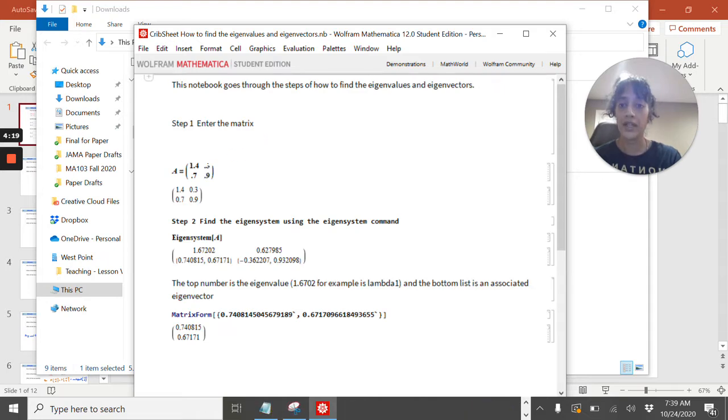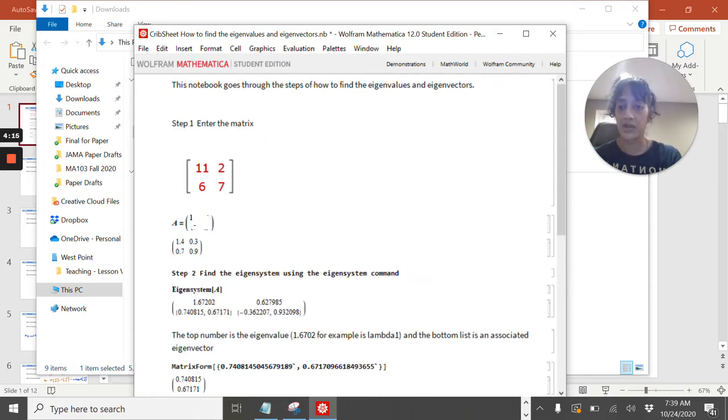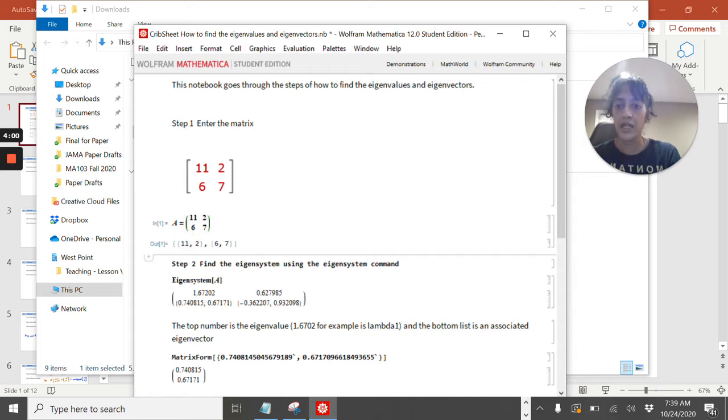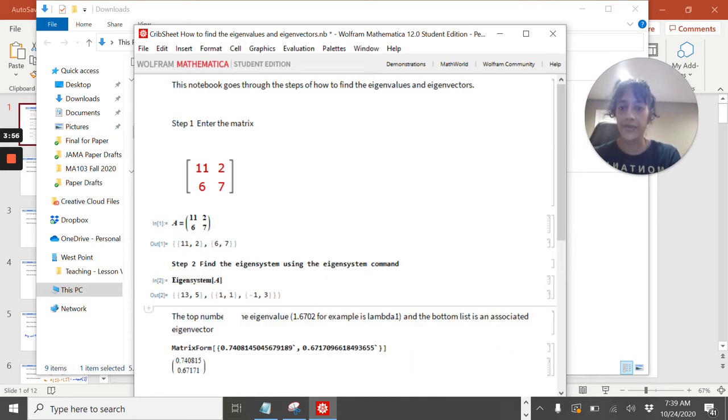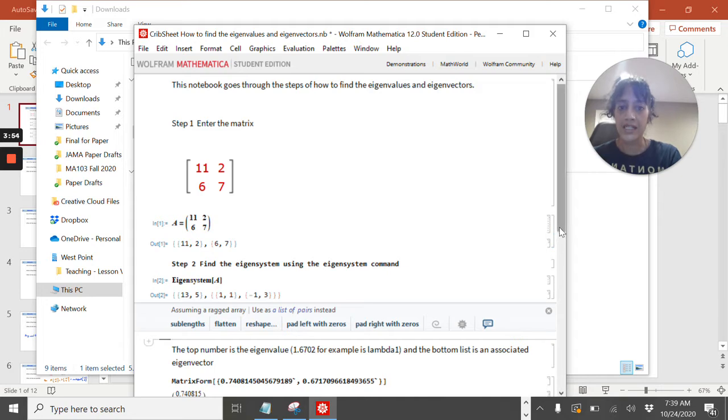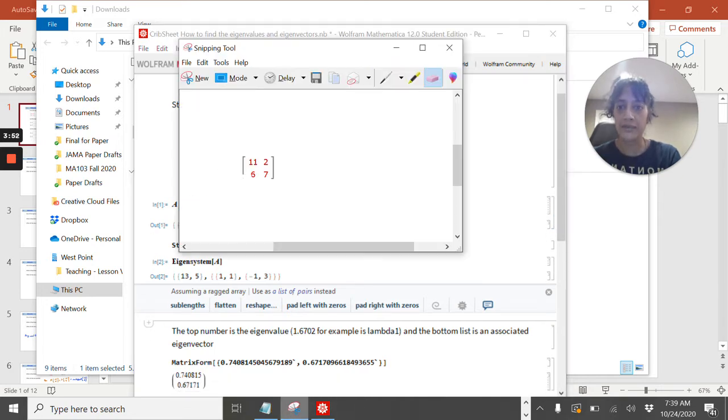So you go here where it says A, that's our matrix. I'm lazy, so I just change my old stuff. But you have to enter the matrix. And 7. And shift enter. And then you just go down to find the eigensystem. Boom. And so I'm going to snip that out back into my WebAssign.